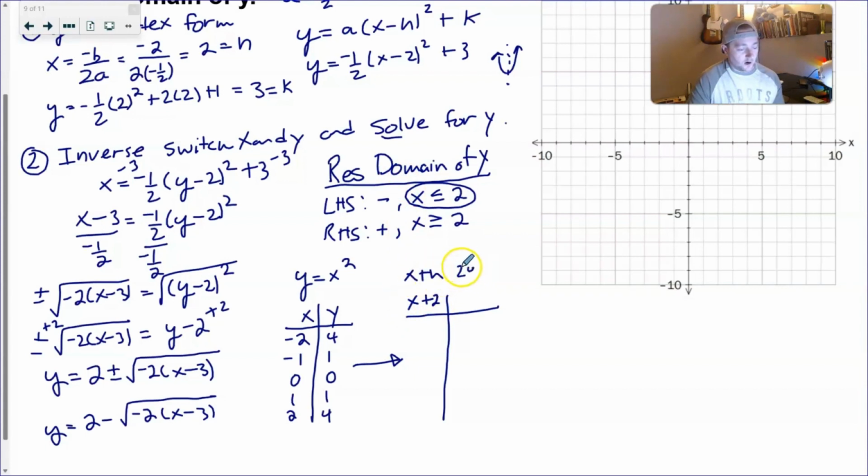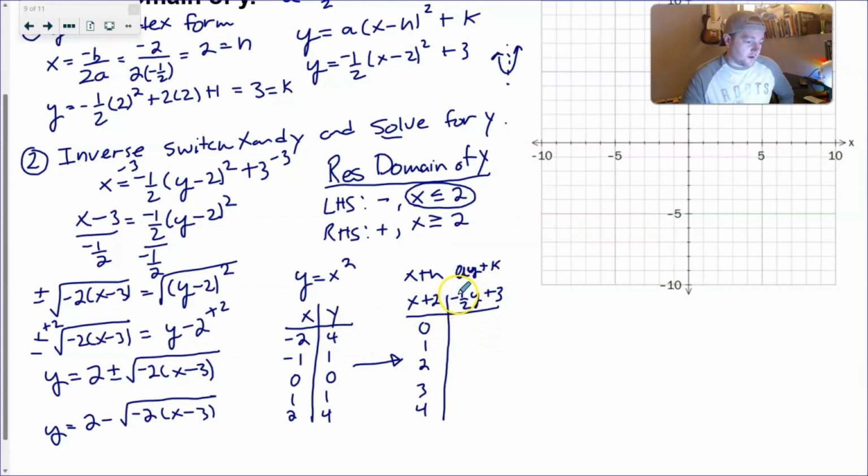Then a y plus k. So your a is negative 1 over 2, y plus 3. So all these are just going to have 2 added to them, so it's going to be 0, 1, 2, 3, 4. And generally with these quadratics, the patterns work out very nicely. And then we're going to put the y values in here.